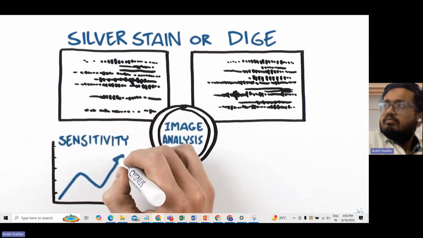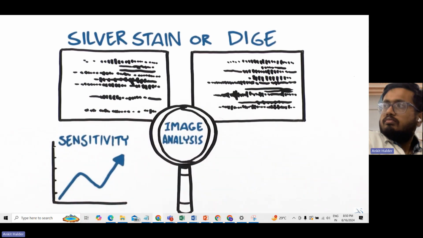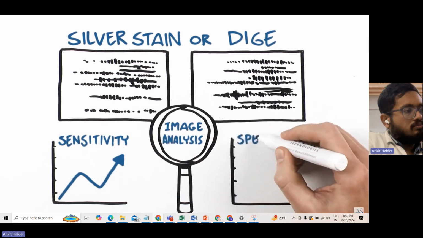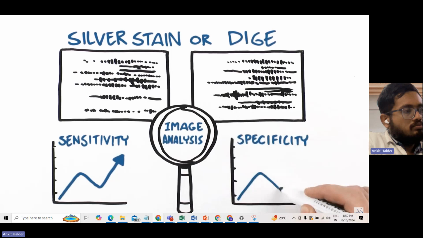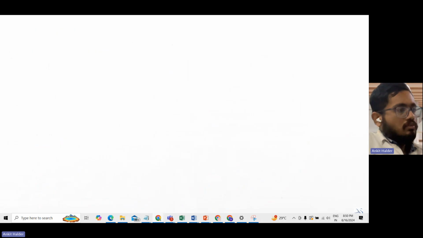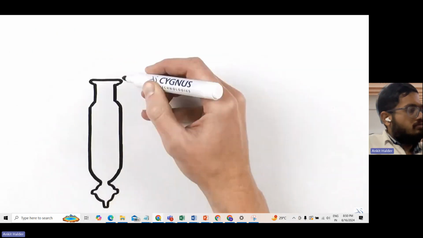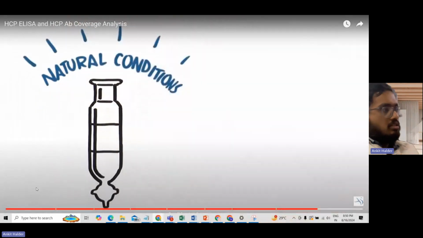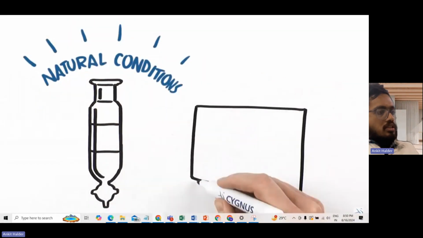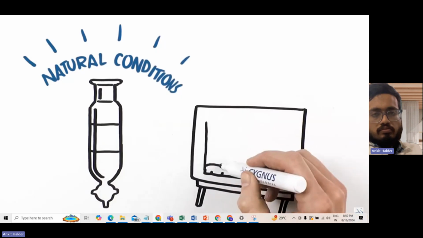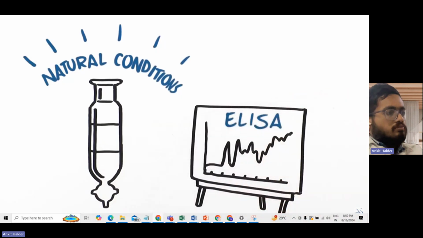AAE is also more predictive of how the antibodies will perform in the ELISA. The antibodies found in the Cygnus HCP ELISA kits have had their coverage assessment tested with both of these methods to ensure our kits detect protein impurities with reproducibility that supports regulatory compliance.